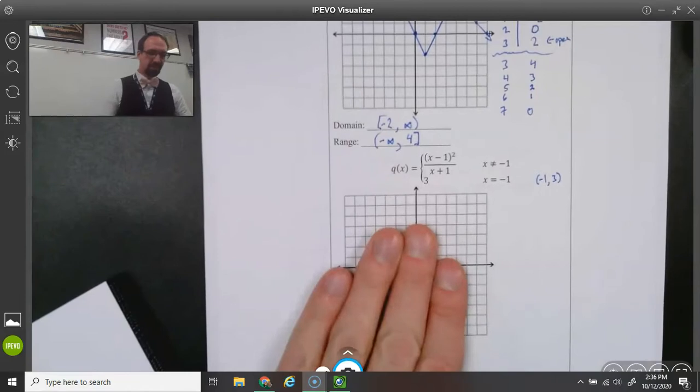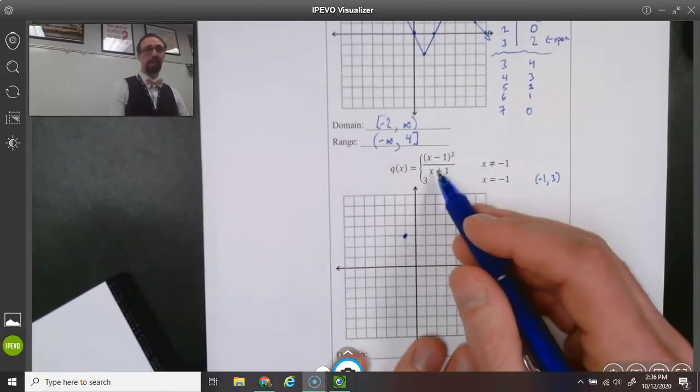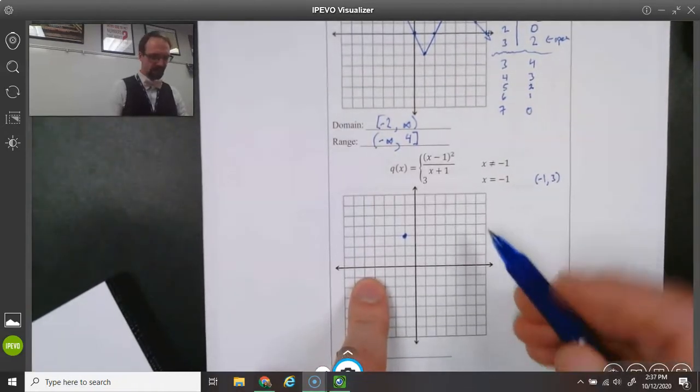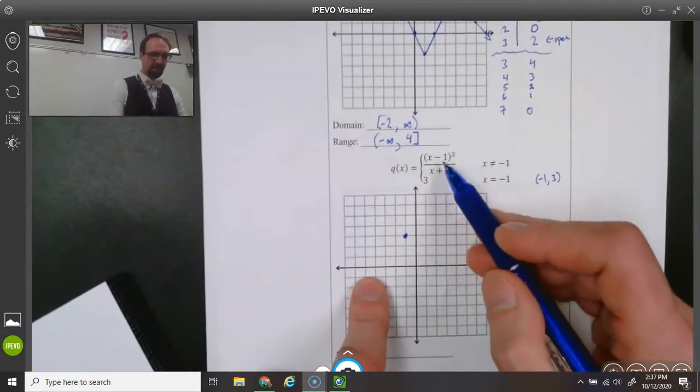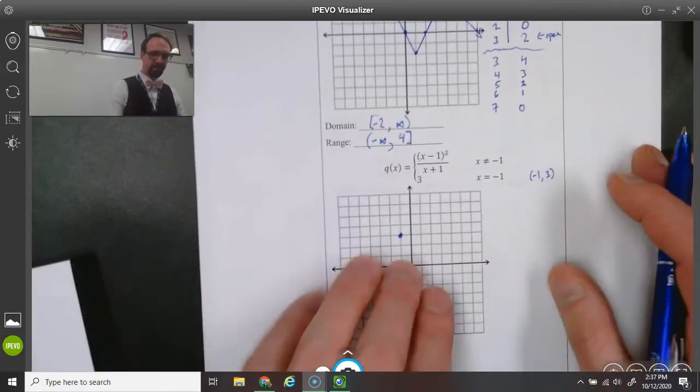For this other one, basically when x is not -1, remember if it's -1 then we're dividing by 0. So I can use almost any other value for this. I'm just going to pick a couple just to get the shape. If you've not seen this before or graphed this before, it's a pretty cool graph. This is called a hyperbola.